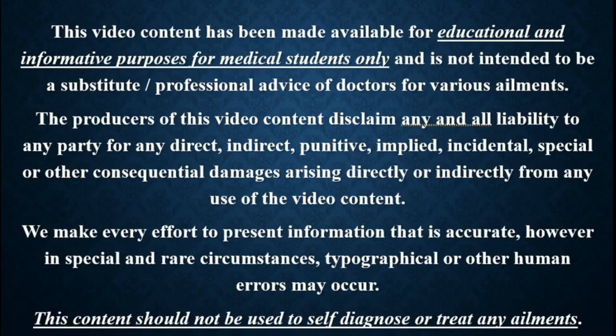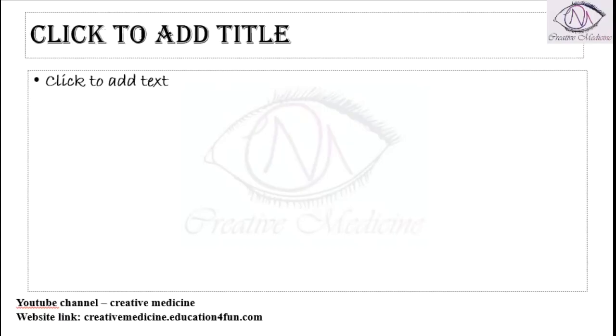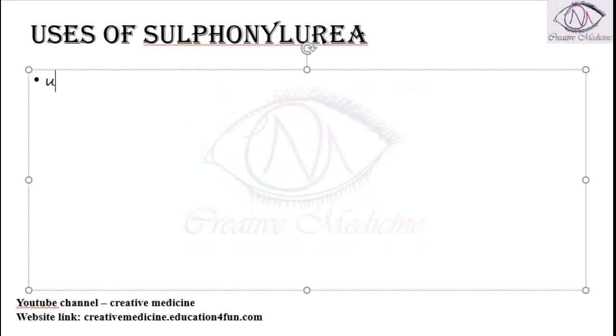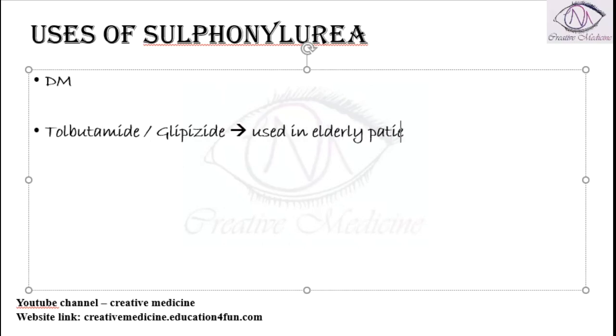In this lecture, we will learn about uses of sulfonylureas. These sulfonylureas are actually used in diabetes mellitus, especially drugs like tolbutamide or glipizide. These are used in elderly patients. Why? They are used in elderly patients because they have, number one, low potency and a shorter duration, and thus they are used in elderly patients.